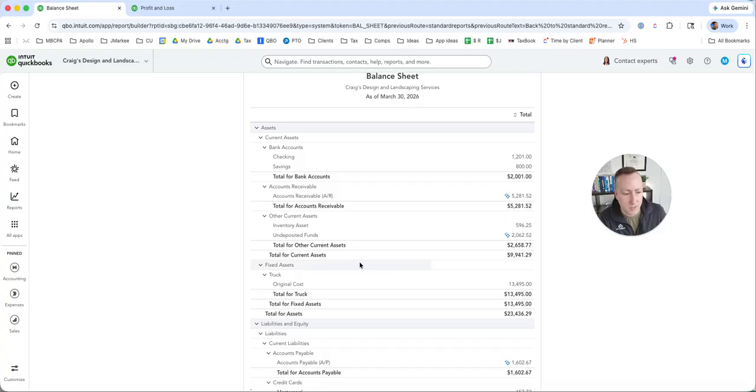Then we have a section for fixed assets, trucks, all kinds of whatever equipment you need in order to do your work. Ideally, anything that's $2,500 or more that is going to provide some kind of future benefit in your operation, we would ideally capitalize it into the fixed asset section.